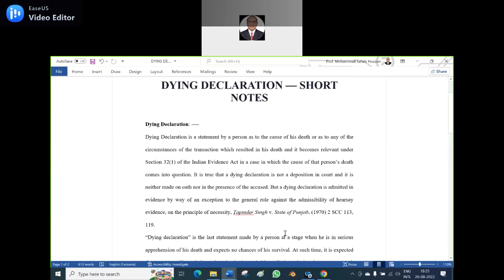Dying declaration. See, when a dying declaration is asked in the short notes, how much do you have to write? When the same question is asked in the long question, then how much do you have to write? So your answer should be according to the marks.